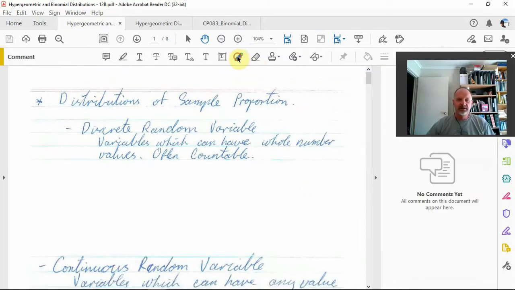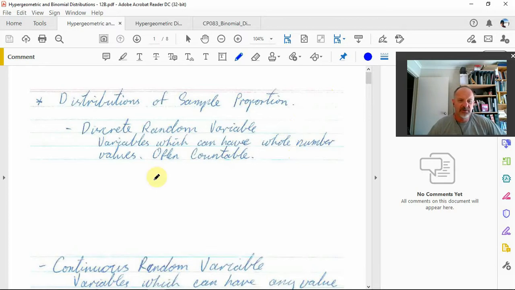Alright, so today in the next part of the sampling distributions, we start to look at a couple of the distributions. So first of all, distributions of sample proportion. So that's the proportion in the sample that have a particular characteristic. And so there's two types of random variable that we need to look at.